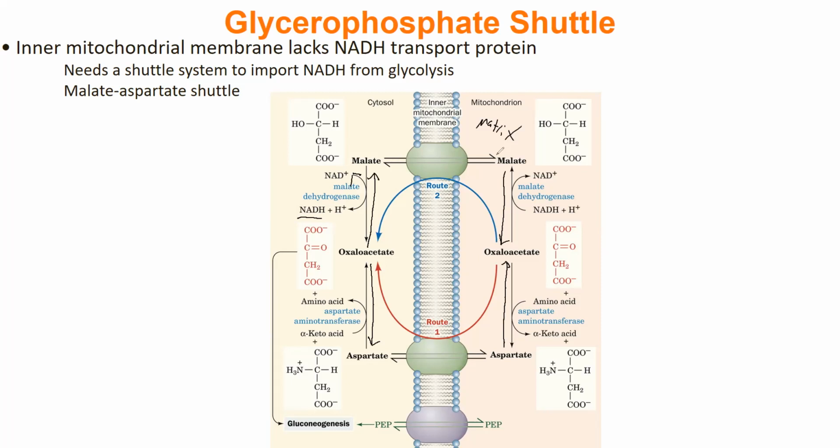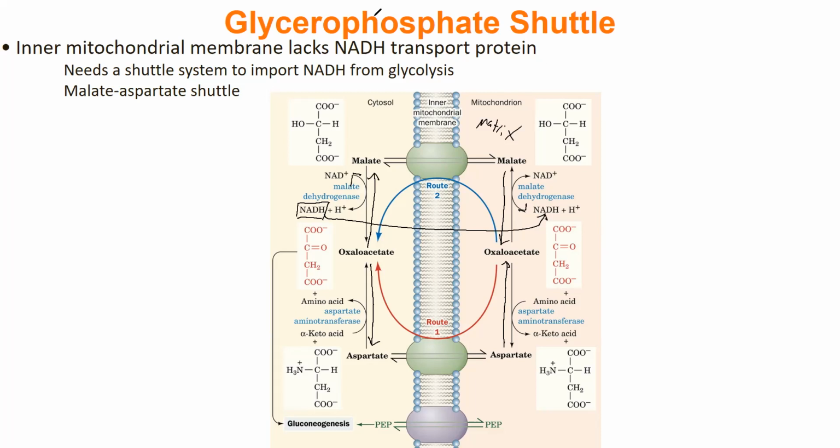Malate can be transported and turned back into oxaloacetate. And when you do that, you convert NAD+ in the mitochondria to NADH. So in essence, you are transporting one equivalent of NADH from the cytosol to the mitochondria through the intermediate of oxaloacetate and malate. You can also go the aspartate route, but this is not as frequently used as the malate route. So that's one type of shuttle. That's the malate aspartate shuttle.